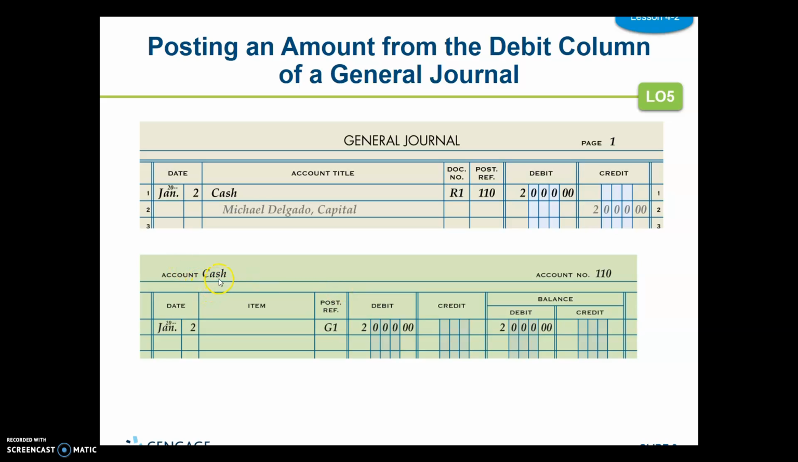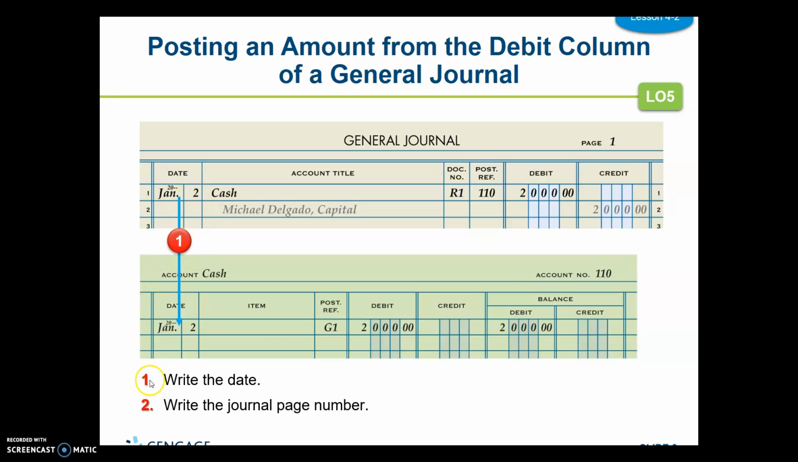Each account we've learned has an account number attached to it, so it's easy to reference. So this is an example of how to post an amount in the debit column of a general journal. And this is an asset. So there's 5 steps. The first one is we write the date. Whatever date it was, we transfer that date right down into the ledger. So if this happened on January 2nd, we write that date down.